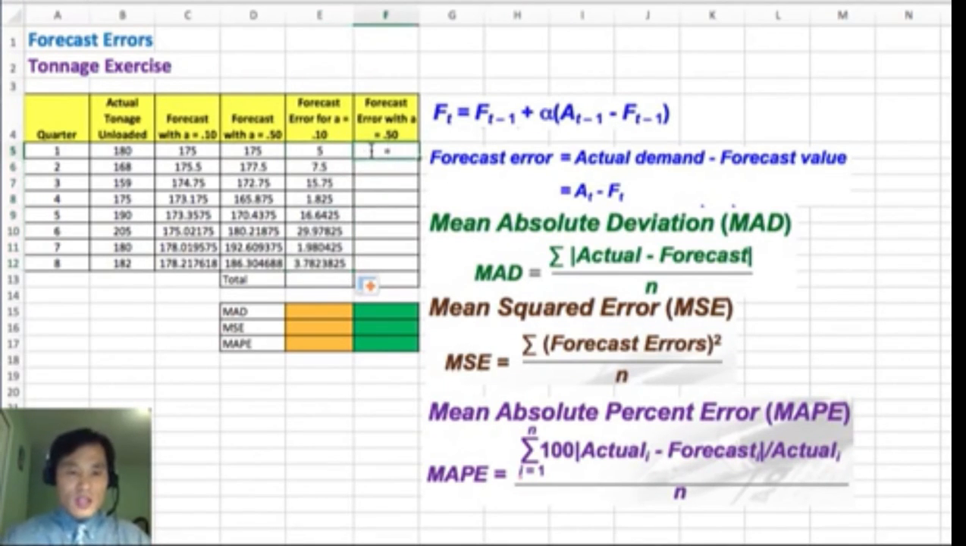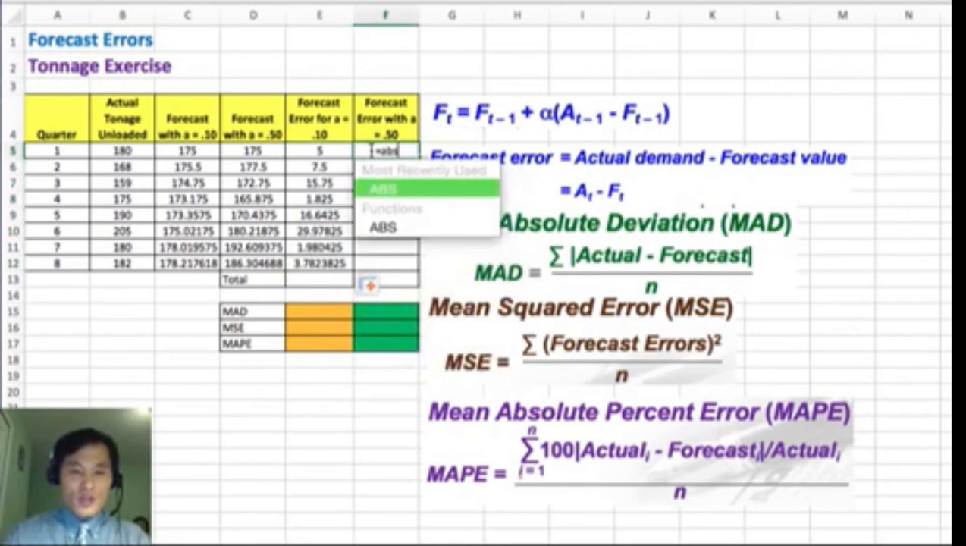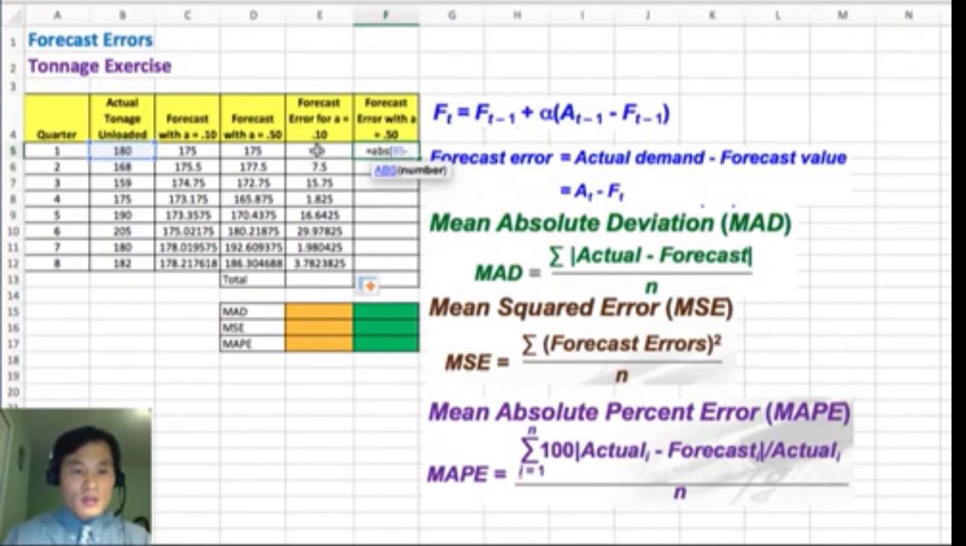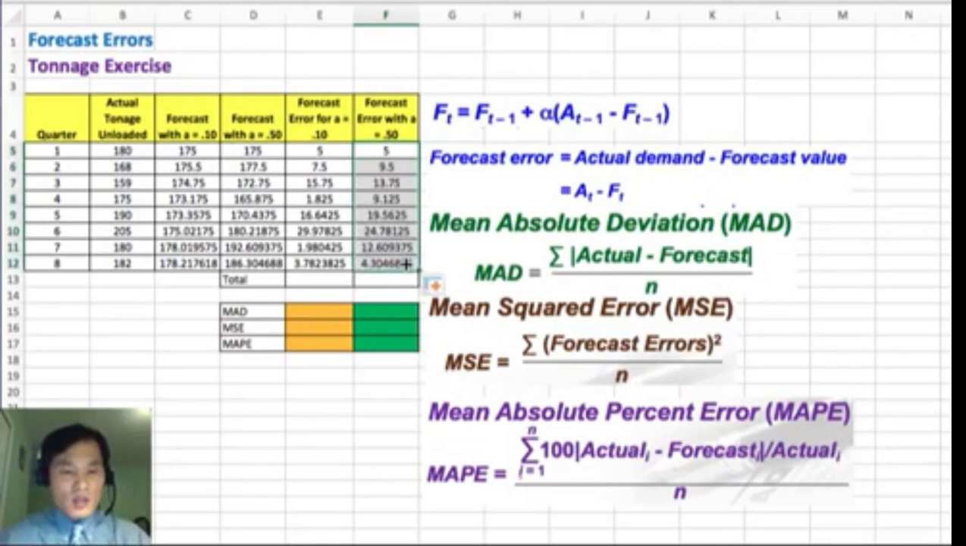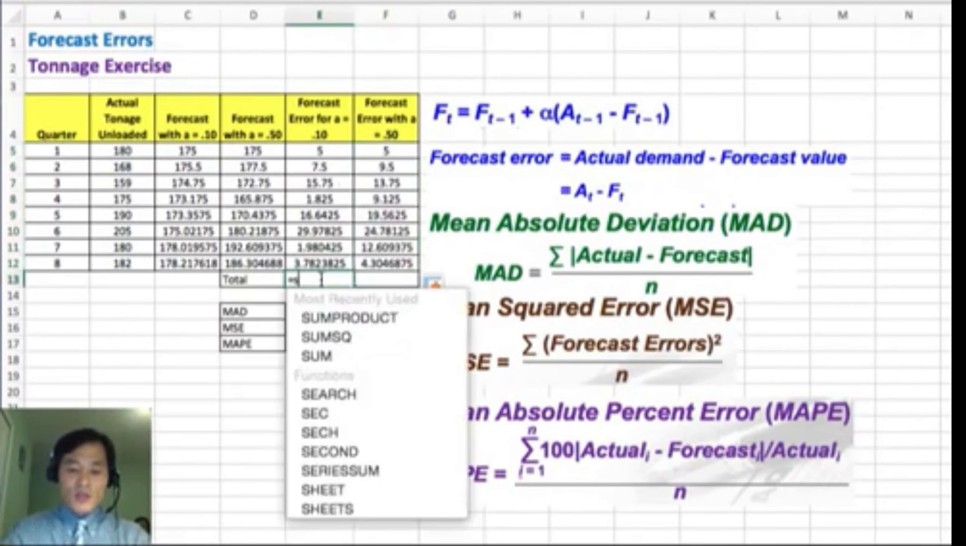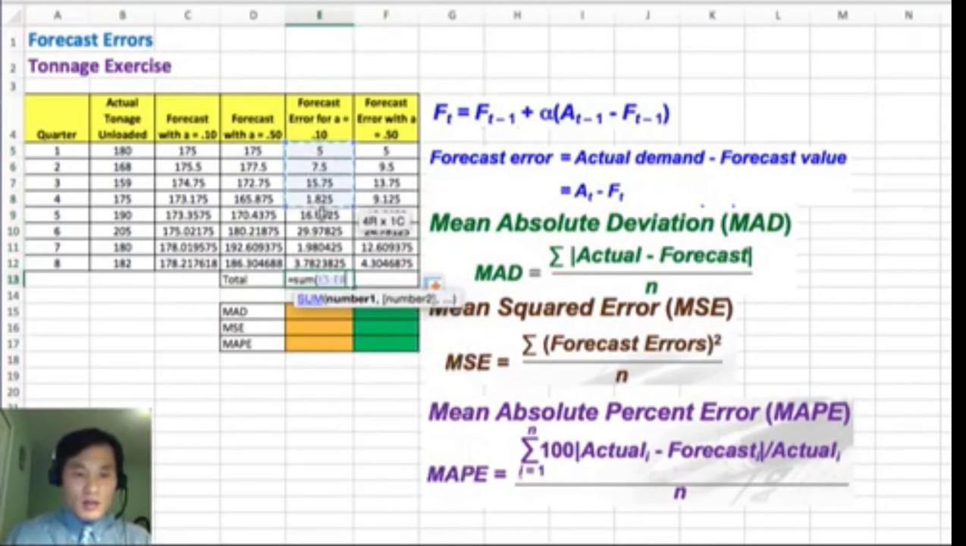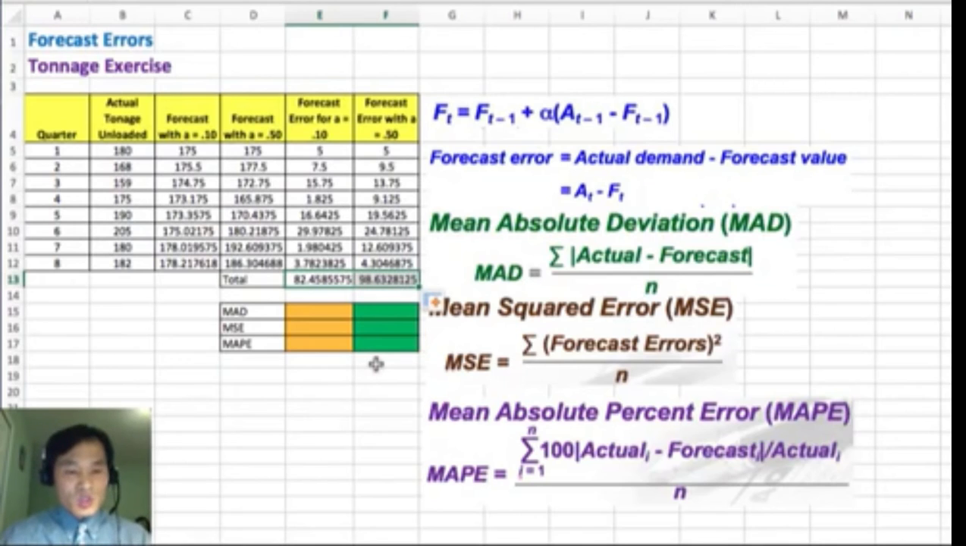For model 2, do the same thing. We are going to use the absolute function to get absolute values of actual minus forecast, and then copy it down. Now you have forecast errors. Total is simply the summation of all the errors, so you can calculate that, copy to your right, and it automatically creates the sum of the forecast errors for model 2.